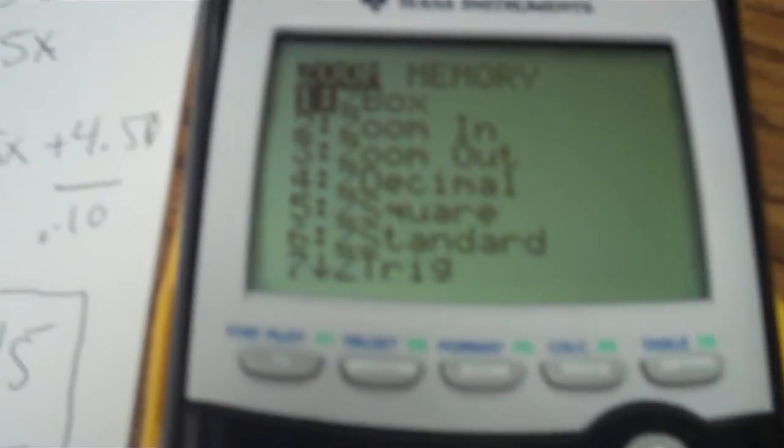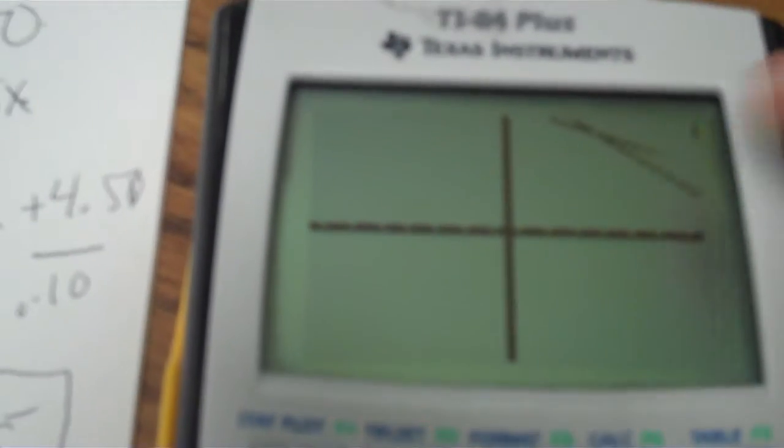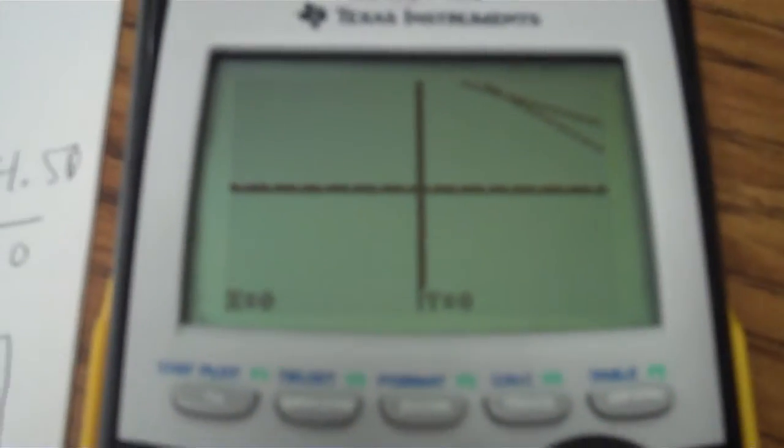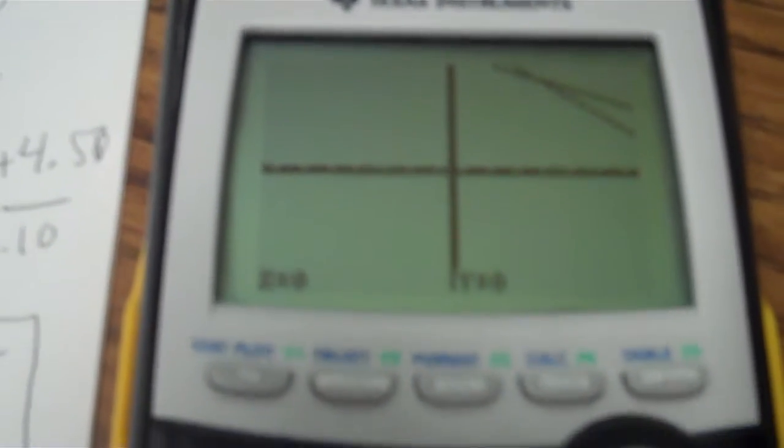Zoom is the middle button. Zoom Out's the third option, so hit 3 and then hit enter. And your calculator is going to zoom out for you a little bit. So I start to see one line, and I see the other line, and they cross right there. It's hard to see, but they do cross. So if you don't know how to do this, please write these steps down, the buttons.